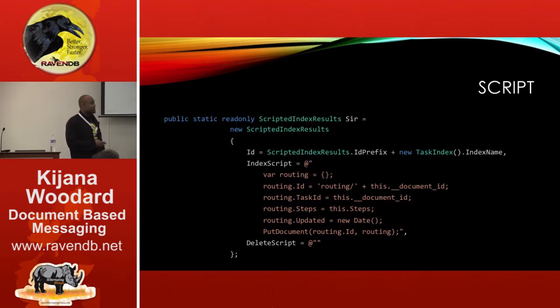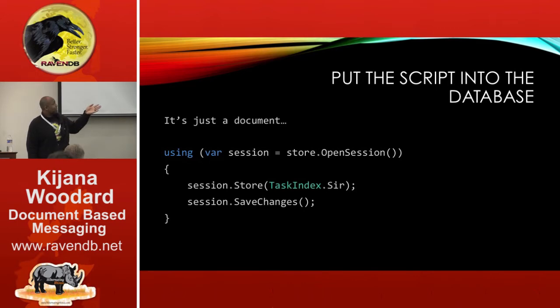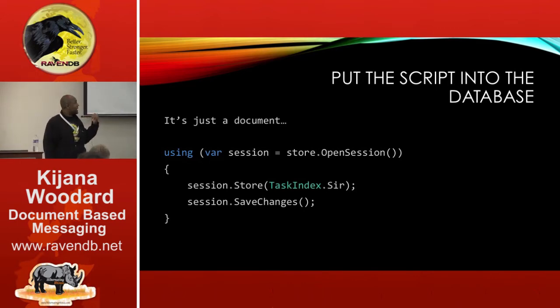You can also specify a delete script, which I didn't need, but the idea is if the document in the index gets deleted, then it'll run that script, and you could do something like clean up the related document or whatever you wanted to do. So getting the script into the database, it's just a document. It's literally open session, store it. I just had a private static property on the task index of the SIR index, and push that to the store, save changes. Pretty straightforward.